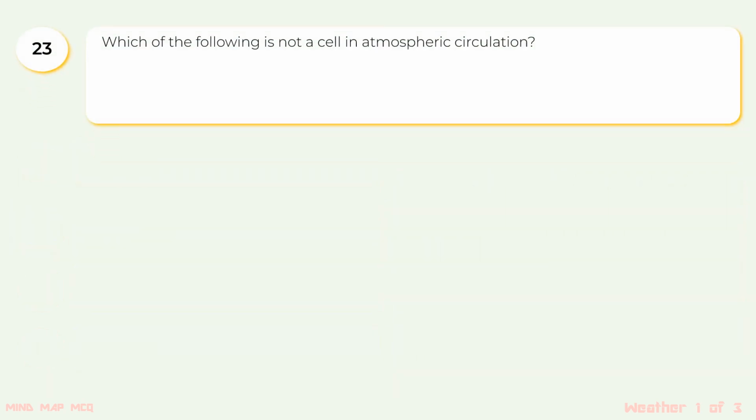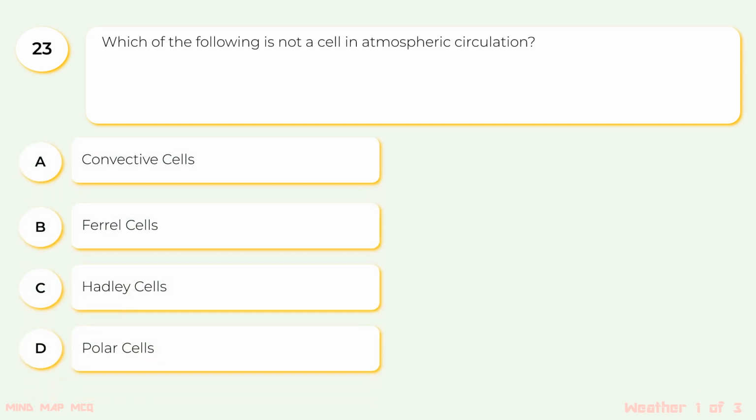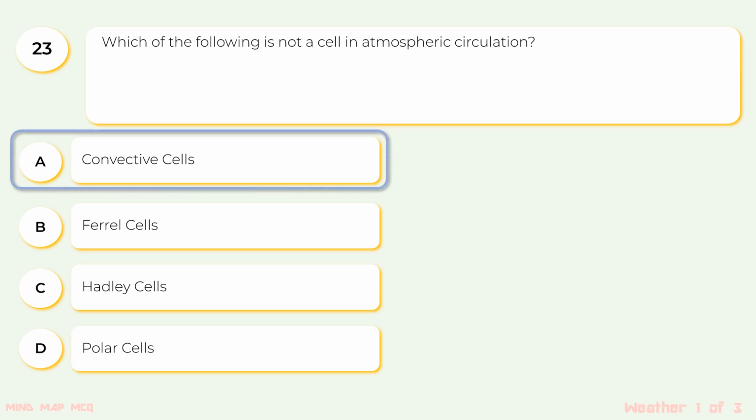23. Which of the following is not a cell of atmospheric circulation? The options are A. Convective cells, B. Ferrel cells, C. Hadley cells, D. Polar cells. The correct option is A.